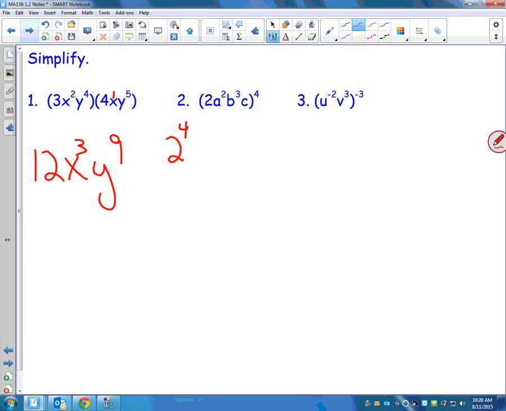We'll actually put that on in a second. And remember, what do we do when we have a power to a power? We multiply, so that would become a to the 8th, b to the 12th, and then c to the 4th, because it's just 1 times 4.